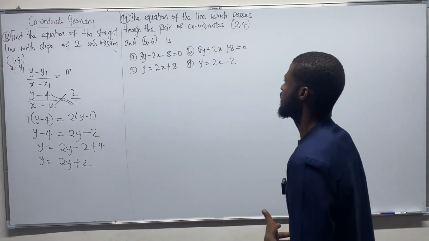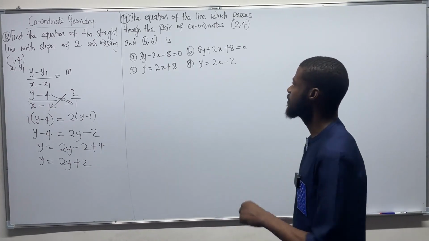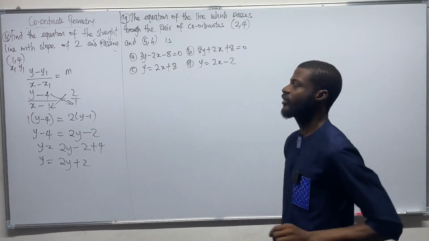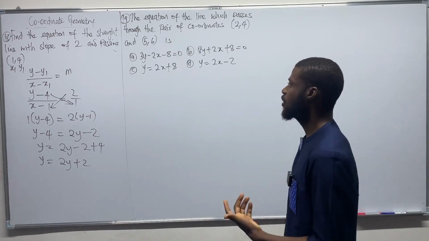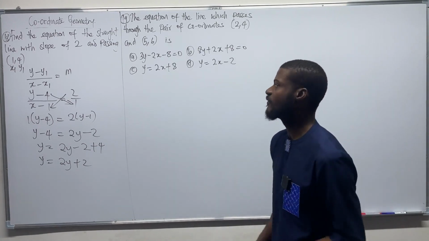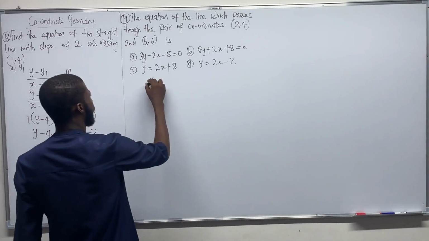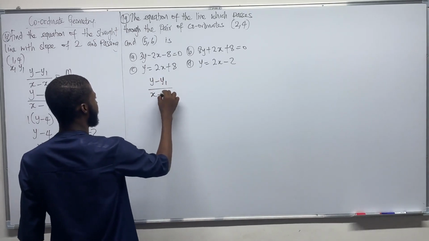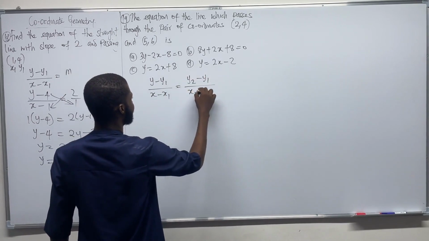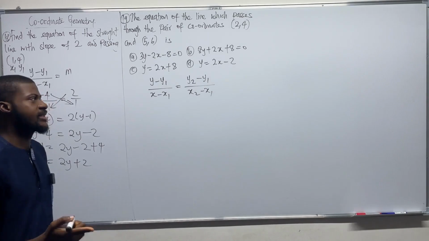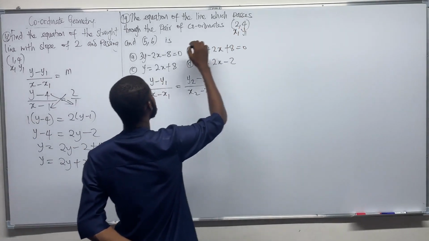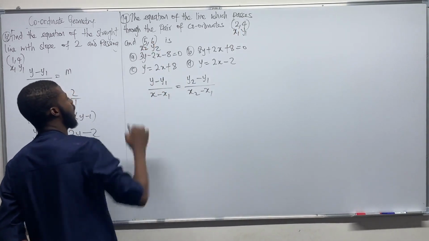Question 19 says the equation of a line which passes through the pair of coordinates 2, 4 and 5, 6 is dash. So what do we do in this case? We don't have the gradient, so we need to use the 2 points form. So this is y minus y1 over x minus x1 equal y2 minus y1 over x2 minus x1. So we're going to use this. Let's name our points. So this is x1, y1, and this is x2, y2.